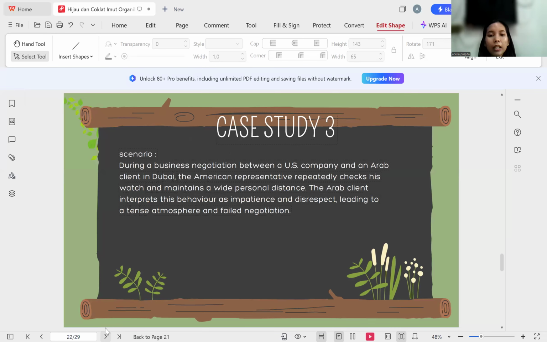Okay, next we're going to talk about the last case study. So the scenario in this case is that during a business negotiation between a U.S. company and an Arab client in Dubai, the American representative repeatedly checks his watch and maintains a wide personal distance. The Arab client interprets this behavior as impatience and disrespect, leading to a tense atmosphere and a failing negotiation.